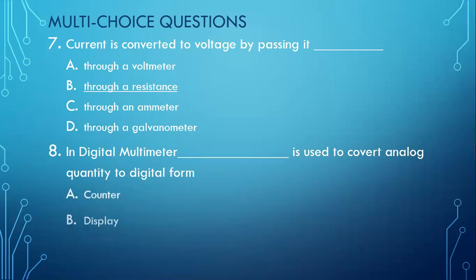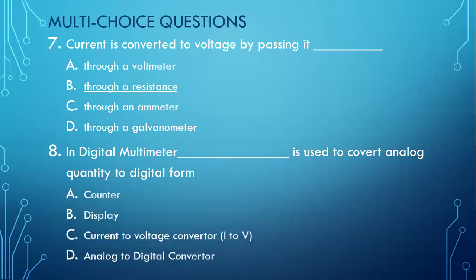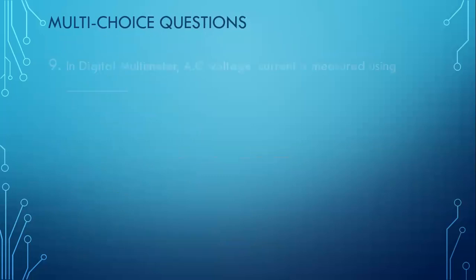In the digital multimeter, what is used to convert an analog quantity into digital form? Here there is a counter, display, current to voltage converter, analog to digital converter. The analog to digital converter is the section in which the analog quantity is converted into digital form.